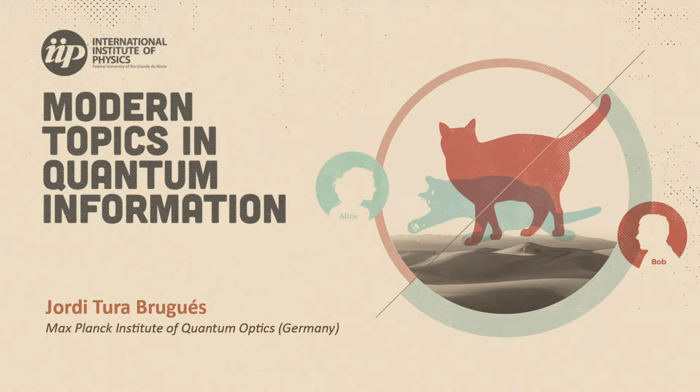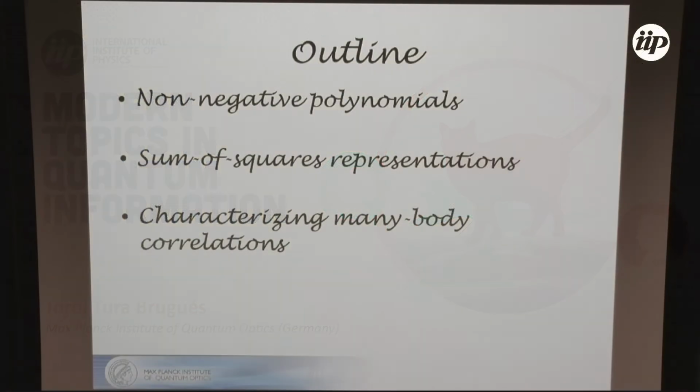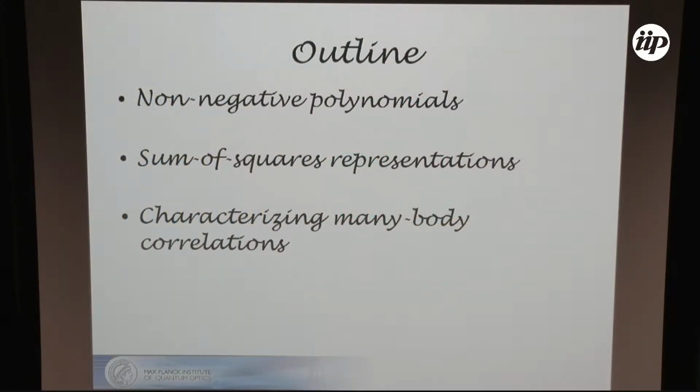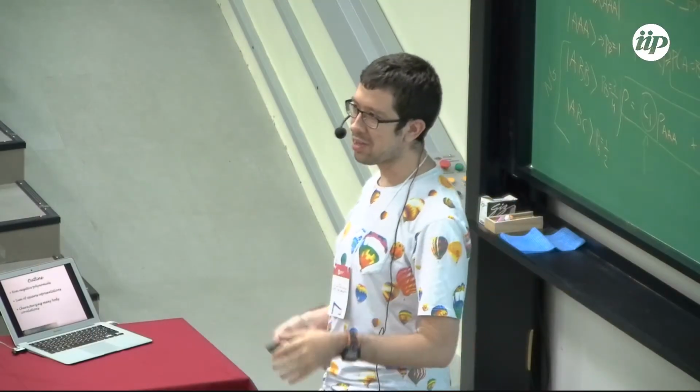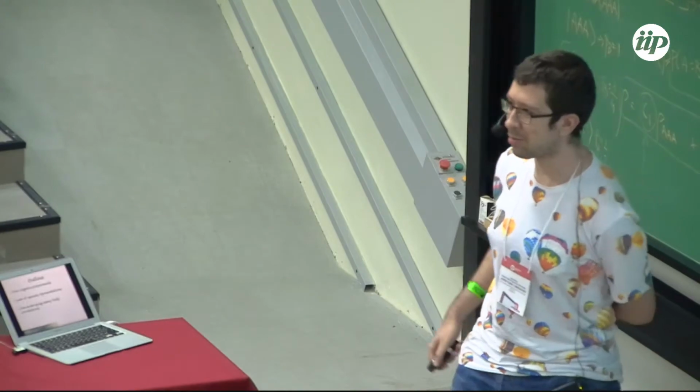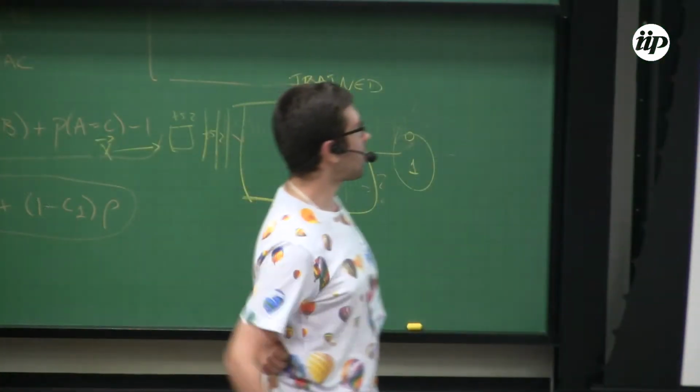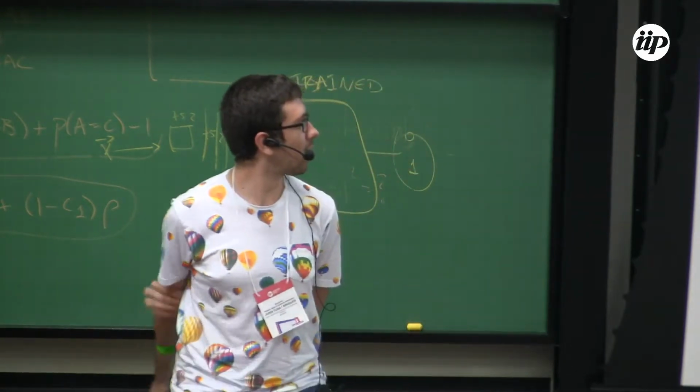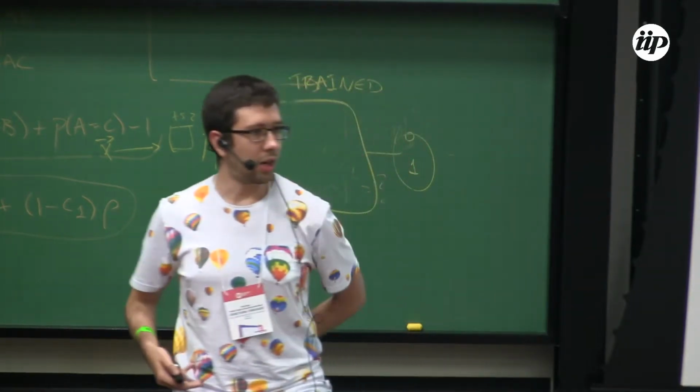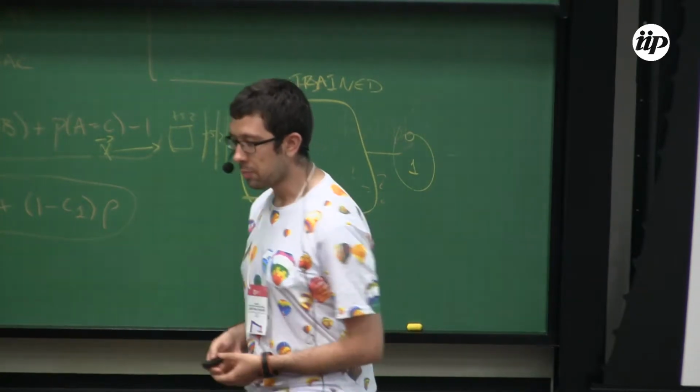present our results. So I have decided to divide the talk in three parts. So the first one is going to be non-negative polynomials and sum of squares representations, which is going to be kind of a dual view of what Tony presented this morning about these hierarchies. And then I'm going to apply this methodology to the problem at hand, which is to characterize many-body correlations.